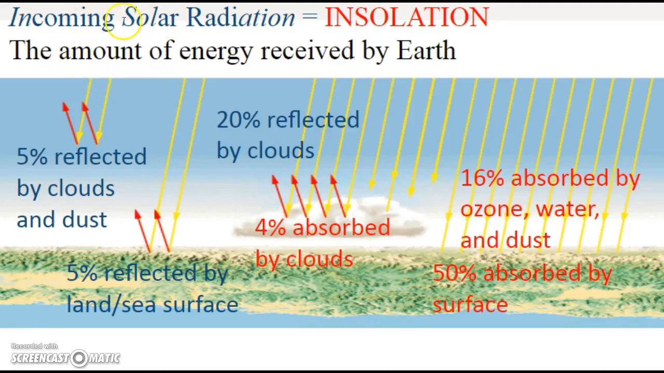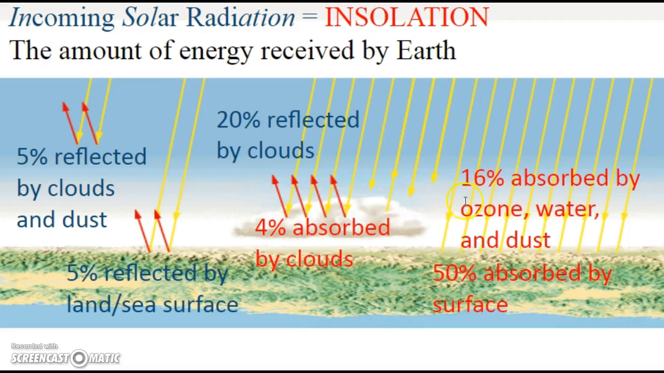So let's slow down and look at insolation, incoming solar radiation. This is the amount of energy received by Earth. We could say that 20% is reflected immediately by clouds, 5% is reflected by dust and other aerosols and particulates, and about 5% is reflected back by land and sea. So a total of 30% leaves the atmosphere.